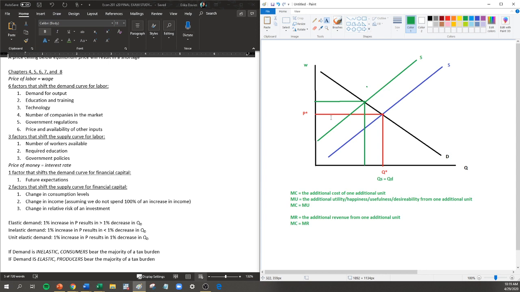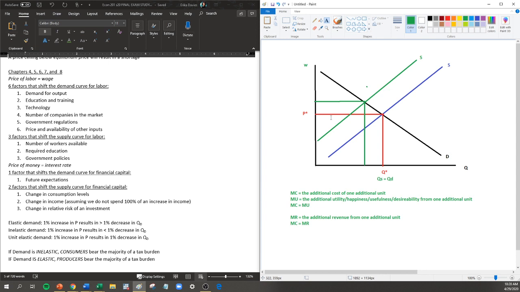There's three things that shift the supply curve for labor. Number of workers available. If there's only one guy who can do the job, that supply curve looks very different than the regular one we're used to. Required education. If to work at the Silly Band factory, you have to have at least a master's degree, fewer people are going to want to work at the Silly Band factory, and that supply curve will shift backward. We also have government policies. Those are generally something that affect the supply curve, so that'll be kind of an easy hack for you to help remember that.